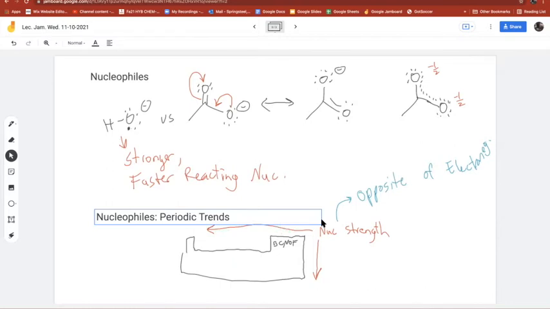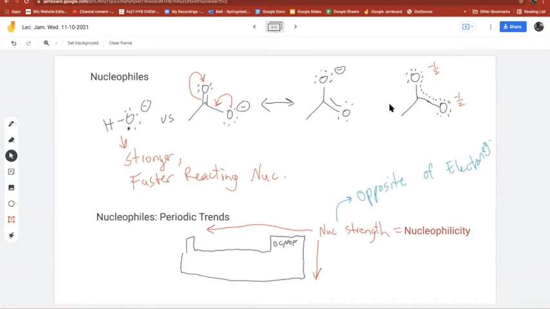So nucleophilicity, I'm saying nucleophile strength or nucleophilicity. That's a big fancy word. Let me write it for you. C-I-T-Y, nucleophilicity. I spelled that pretty badly. Let me try to type it. Nucleophilicity, the nucleophile strength. Nucleophilicity increases down and to the left, so opposite of electronegativity. Does that kind of make any sense to you?